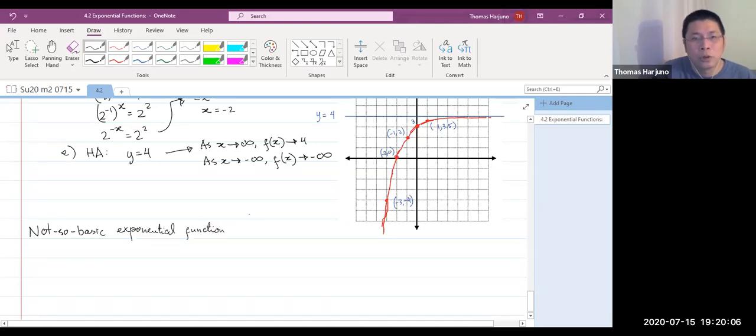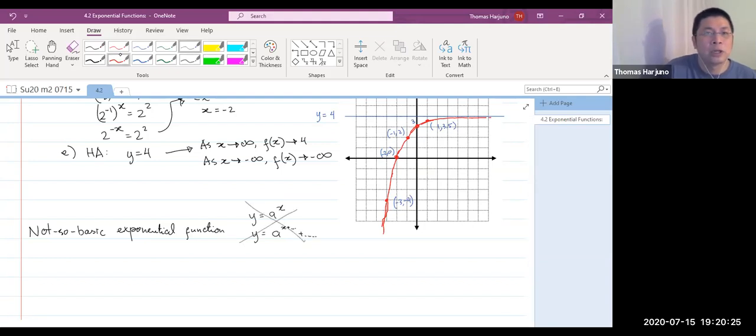So not the basic one, and not the one that we do transformation on. So x plus something, and then plus something like that. No, not these two. Okay, not these two. Not these two. Let's say, for example, we take a look at number 24.